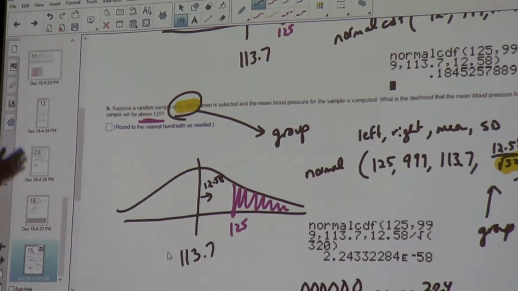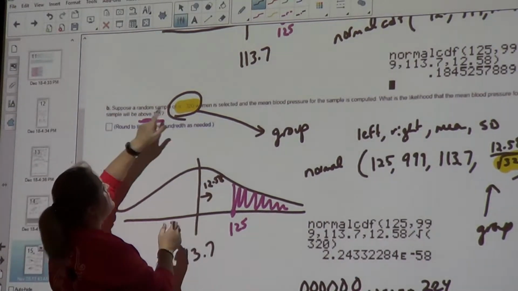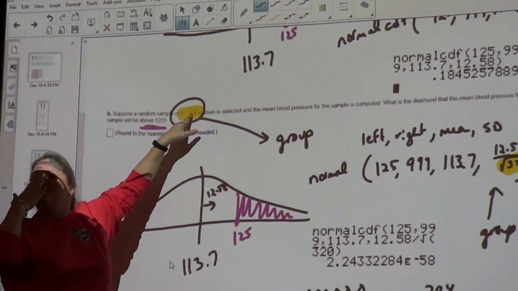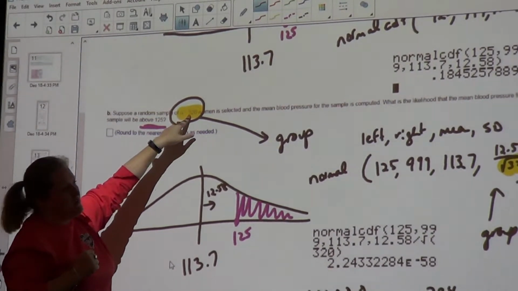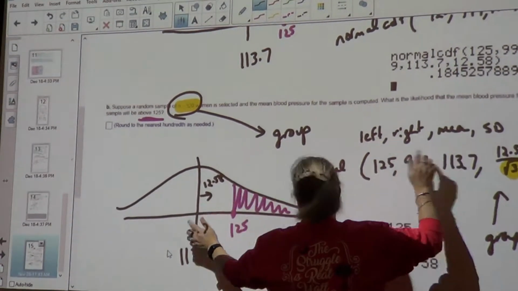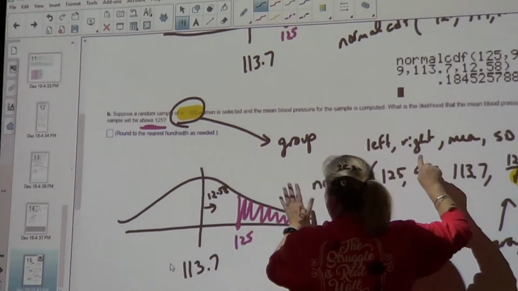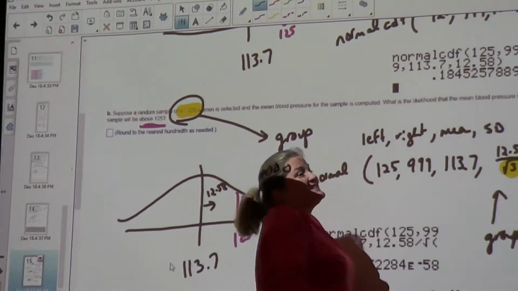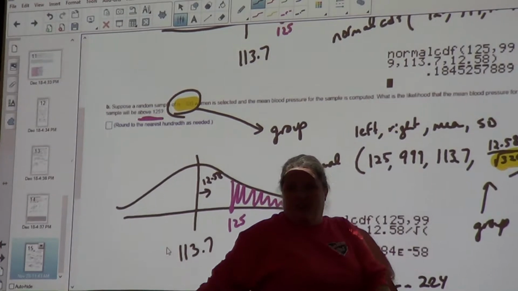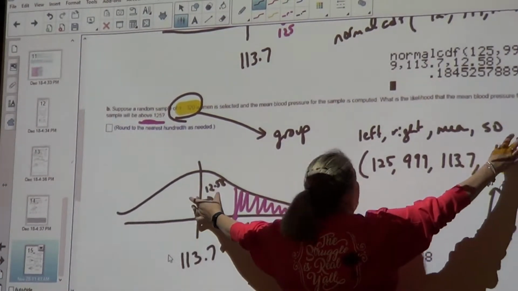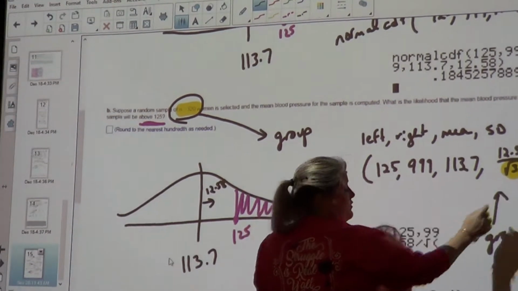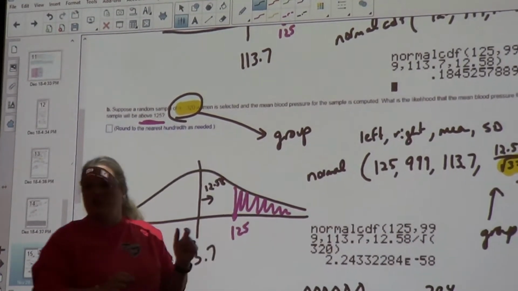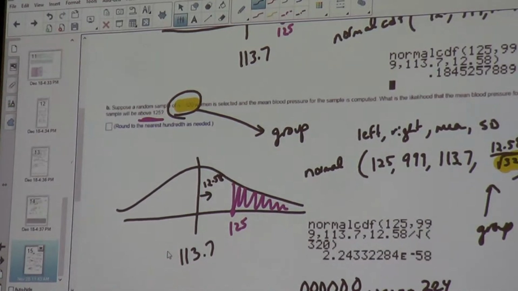Same question, same mean, same standard deviation, but now we have a sample of 320 people. Everything is the same. The left is 125, the right is 999. The mean doesn't change, but the curve looks skinnier because we put people in there. So we take our old standard deviation divided by the square root of the group. Literally, I back that up and change it to divided by the square root of 320.